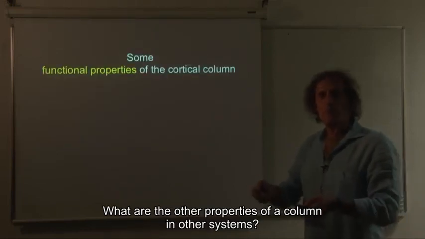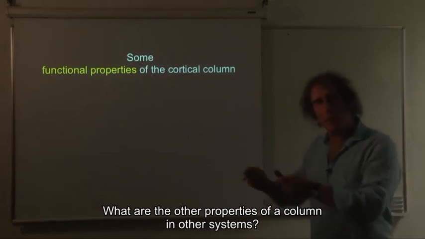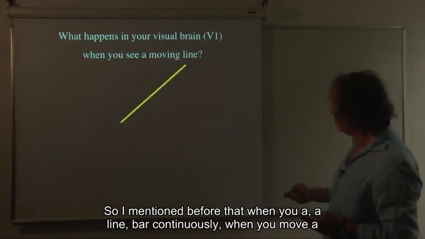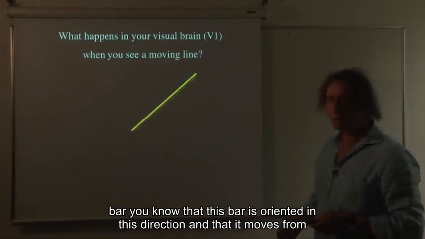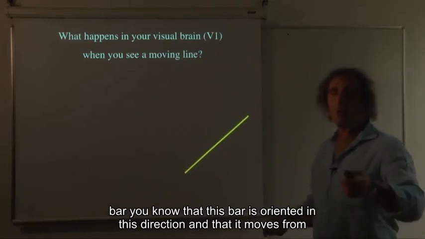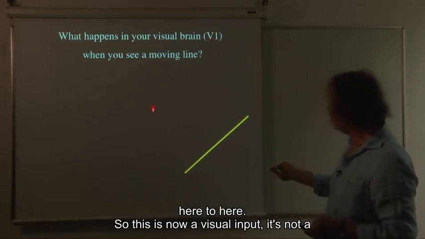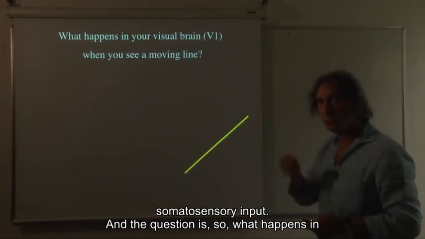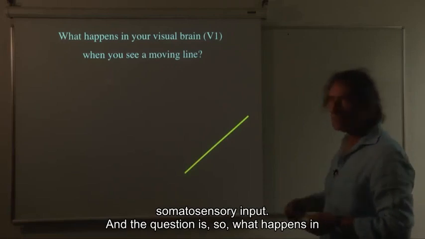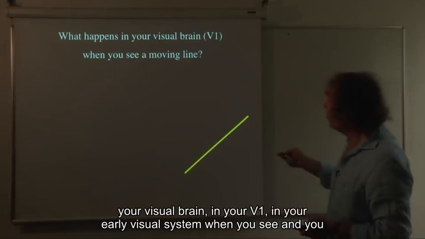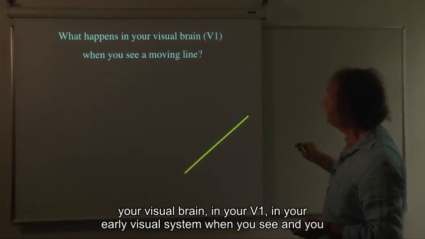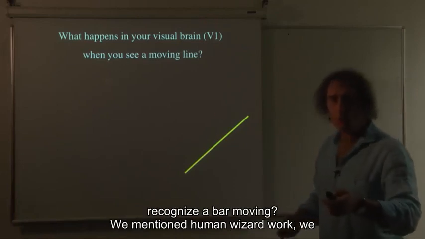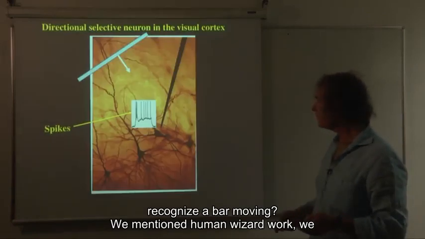What are the other properties of a column in other systems? I mentioned before that when you move a bar continuously, you know that this bar is oriented in this direction and that it moved from here to here. So this is now a visual input. It's not a somatosensory input. And the question is, what happens in your visual brain, in your V1, in your early visual system, when you see and you recognize a bar moving?